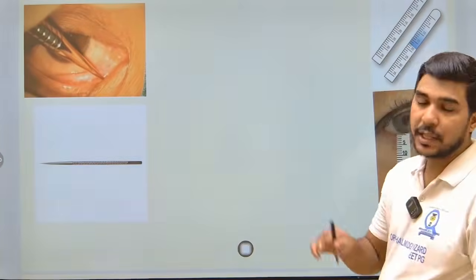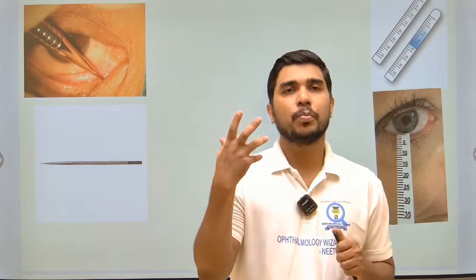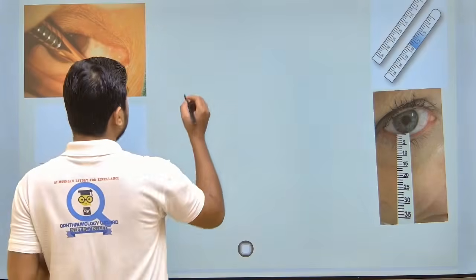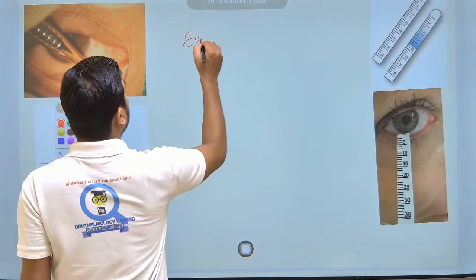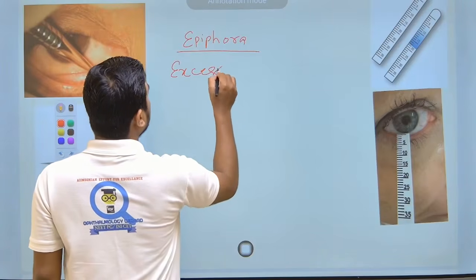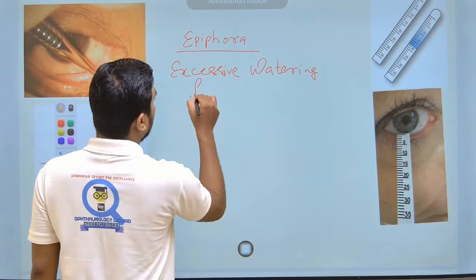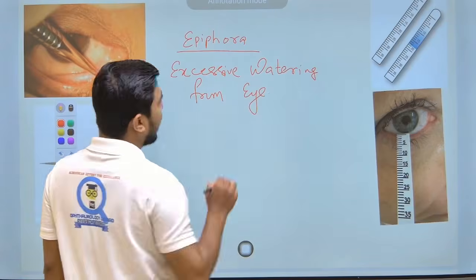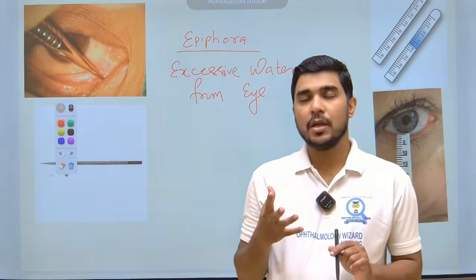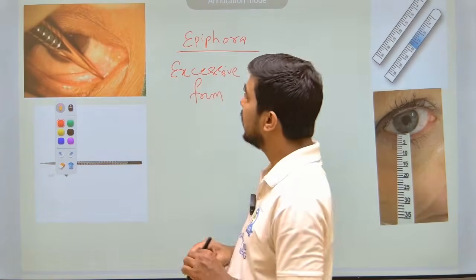Now what is this instrument? Sometimes what happens when you have an epiphora. Epiphora is a term. Epiphora का मतलब होता है excessive watering from the eye. So watering from the eye ज्यादा होता है, उसको epiphora बोलते हैं। तो epiphora का जो cause होता है वो sometimes सिर्फ punctum होता है, punctum close हो जाता है, only the puncta that is present here.